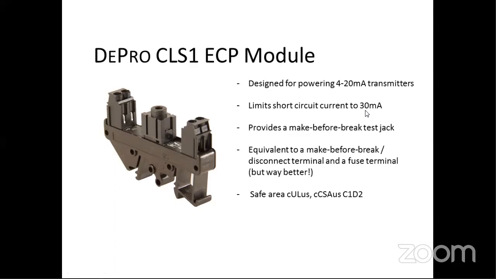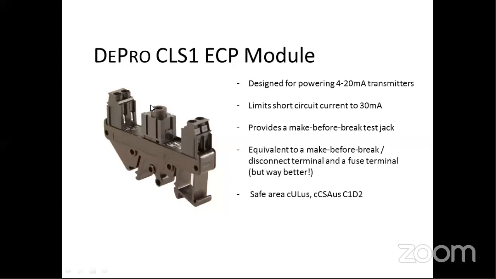Its overcurrent protection isn't going to kick in until 5, 10, 15, 20 amps, depending on the size of the power supply. This one is going to limit at 30. The loop would go dead, so the PLC would lose the analog signal.